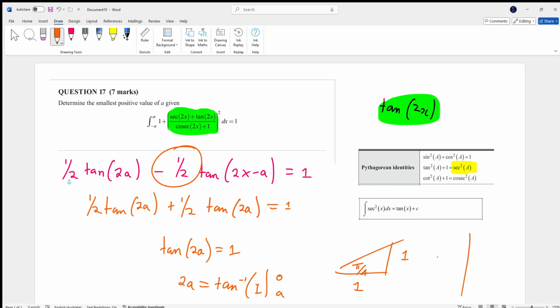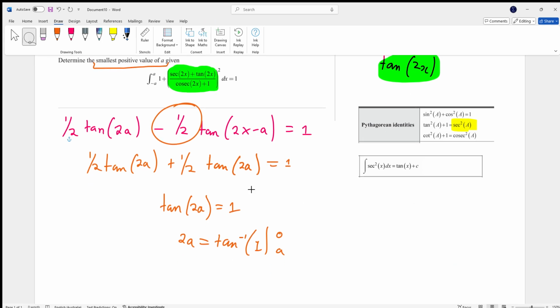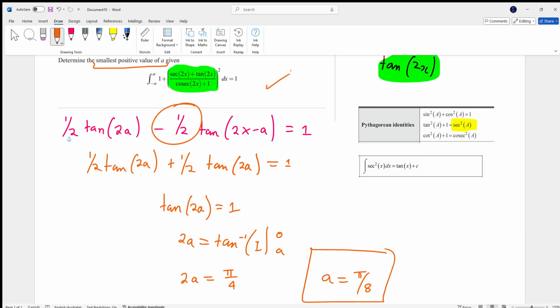Now, what you may be asking as well is why aren't we using the other solutions as well? Because there's that solution, that's where pi over 4 is, but there's also one here. Look at the wording, the smallest positive value of a. This is still going to be positive, so I only need to care about one of them here, okay? So here I can now go tan inverse of 1 is pi over 4. So I have 2a equals pi over 4. Divide both sides by 2, so a equals pi over 8. So the smallest value of a that makes this possible is pi over 8.